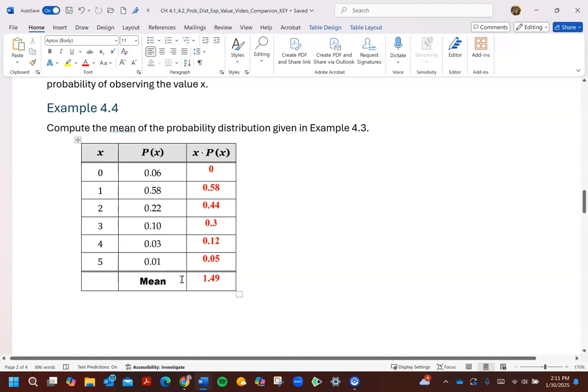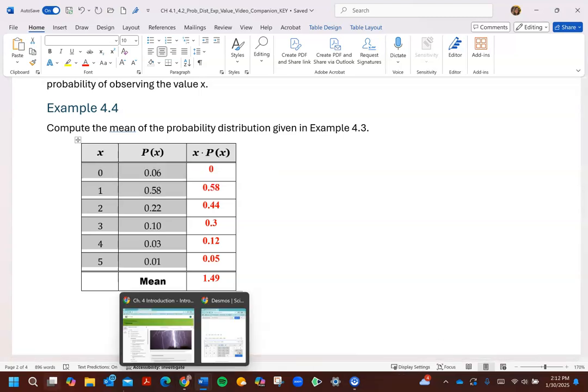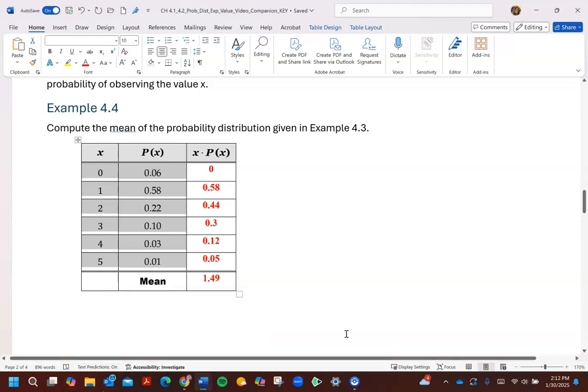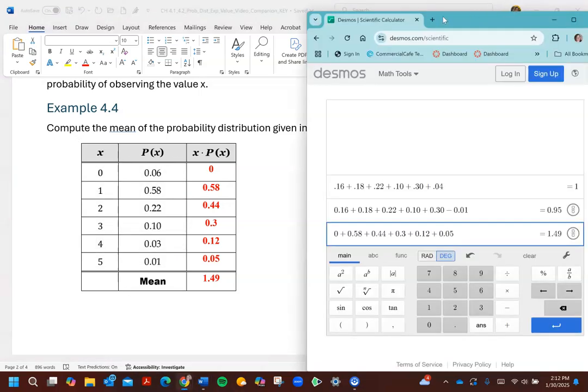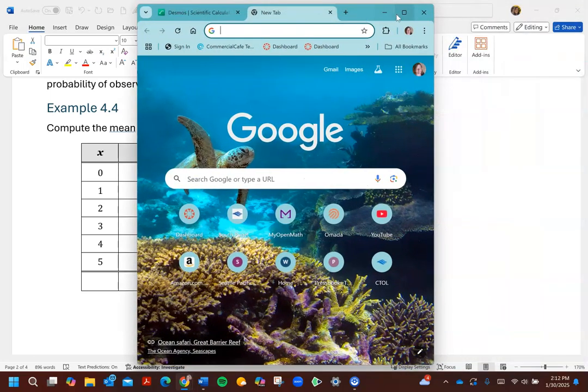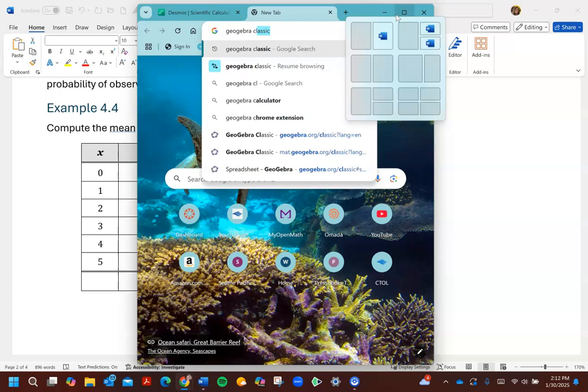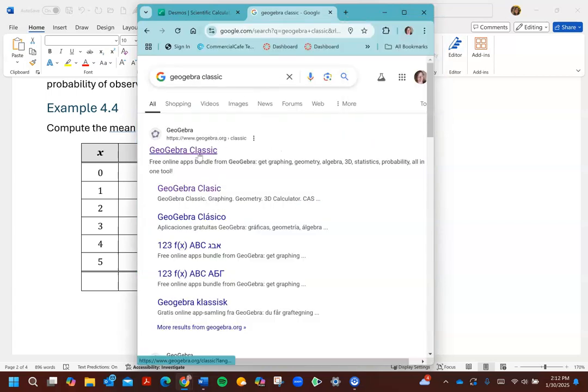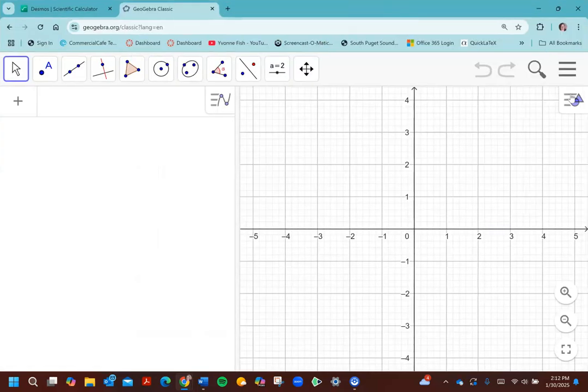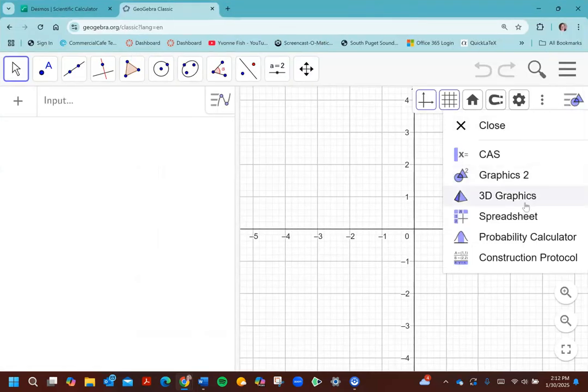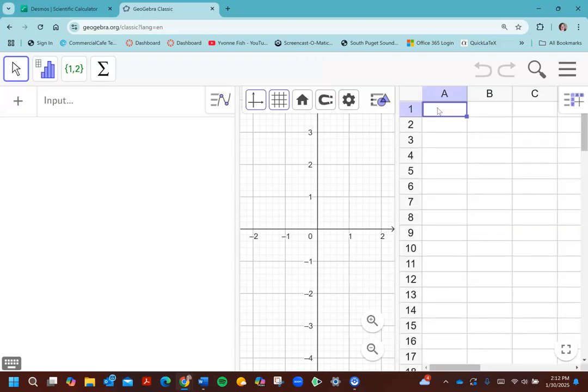Now to do this in GeoGebra, you would highlight both columns. We've done this before, a couple of sections ago, so I'm going to refresh on that. We go into GeoGebra Classic, so just search that and go into the Classic. Then click these 3 bars, get to Spreadsheet, highlight the top row of the 2 columns, and then paste.